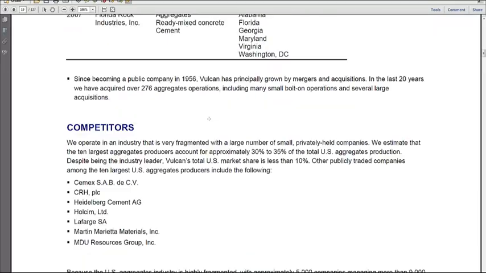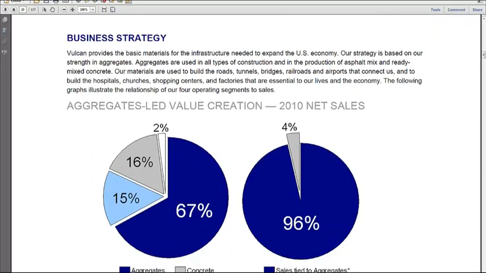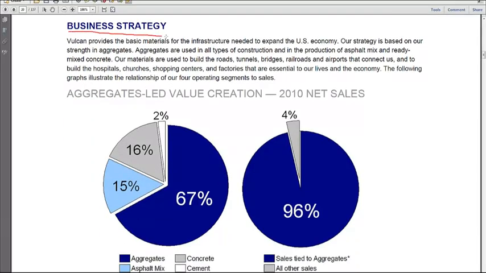If we go ahead a few pages, again, we'll come back to this stuff. Their business strategy, here's where they talk about their business segments, and it's basically all infrastructure based. So used in types of construction, so asphalt, concrete, as I talked about, builds roads, tunnels, bridges, railroads, airports, hospitals, churches, I guess also synagogues and mosques, shopping centers and factories that are essential to our lives and the economy.